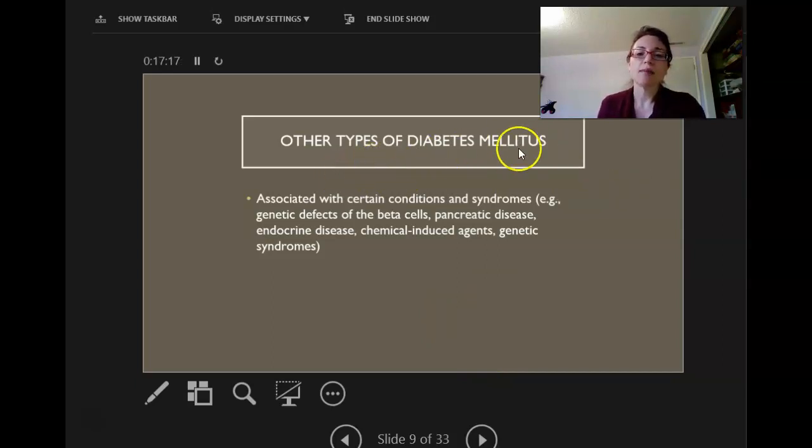Other types of diabetes can be associated with certain conditions and syndromes, such as genetic defects of the beta cells, pancreatic disease, endocrine disease, chemical-induced agents, and genetic syndromes. These you won't see. They account for only a very small percentage. I think it's like 1 to 3% of diabetes in the U.S. Chances are you won't see this nearly as often as a more traditional type 2 diabetes.